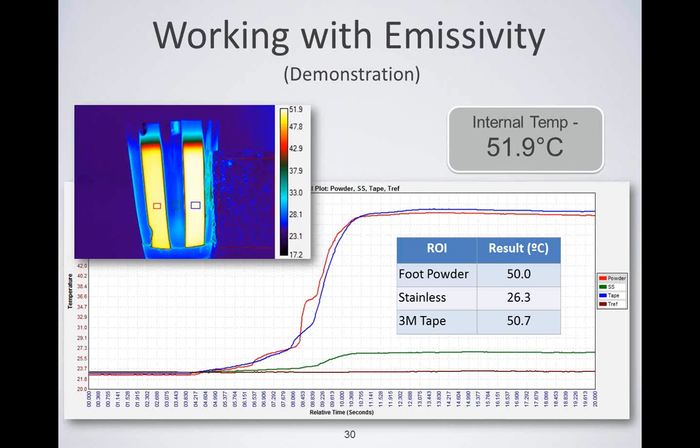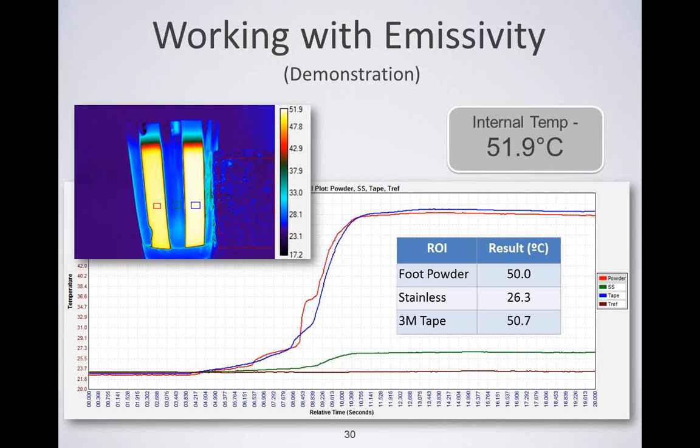The plot in this slide, generated from the analysis software, represents a temperature versus time plot from 4 regions of interest. The brown line shows the apparent reflected temperature measurement, which appears to be fairly constant. The green, blue, and red lines represent the stainless steel, 3M tape, and foot powder temperature measurements, respectively.